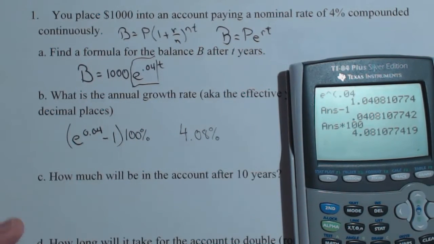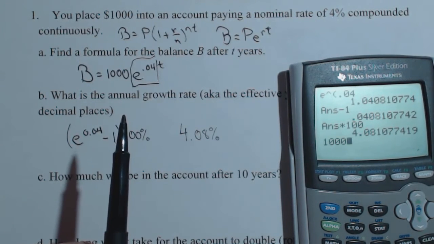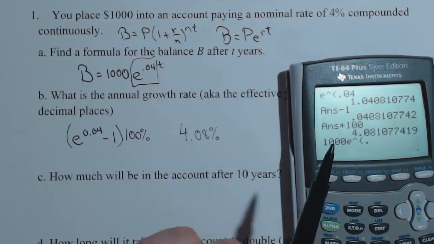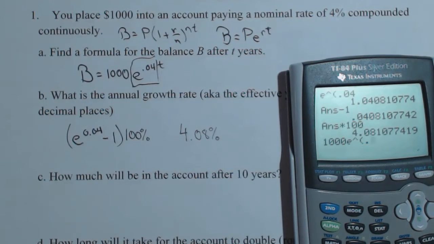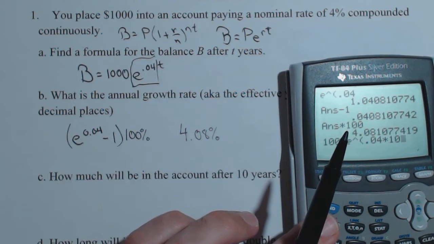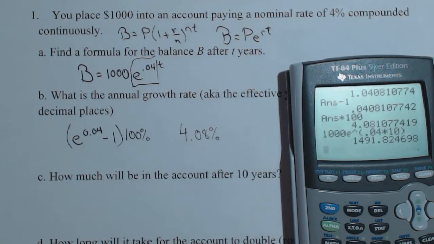Now, how much is in the account after 10 years? That's putting in 10 for T. Just want to show you a mistake that happens often. If I do this, my calculator puts in the parentheses, so that actually is going to save me from that mistake. But if I close the parentheses and then put the 10, it's not going to work. Because the calculator already puts in the parentheses for us, that should help us avoid that mistake because we want to make sure both the 0.04 and the 10 are in the exponent.